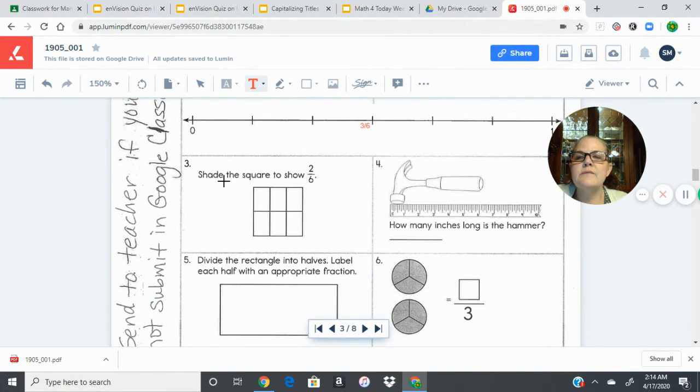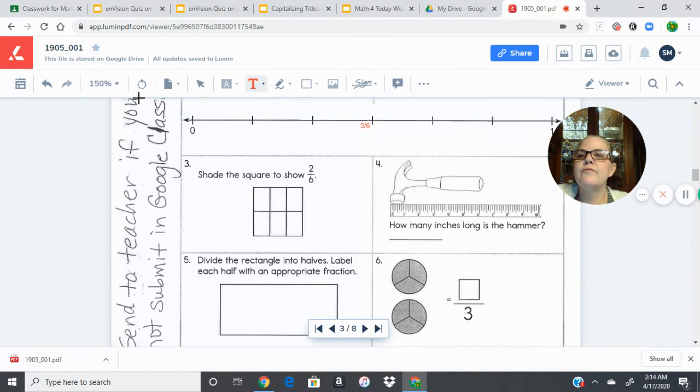All right, so on this one, it says shade the square to show 2 out of 6. 6 ones here. How would we shade it to show 2 out of 6? So if you're doing that on Google Docs, you would just grab the pen tool and color that in, or put a big X on it to show how many you would do.